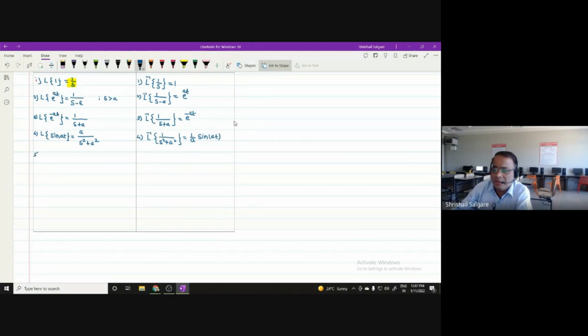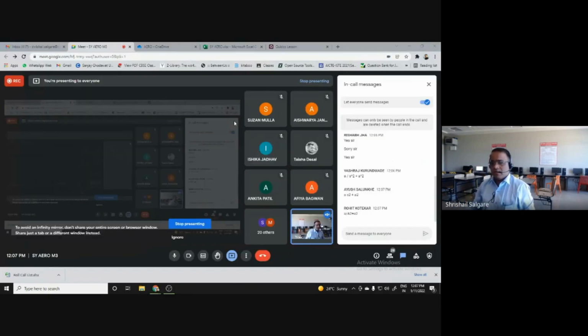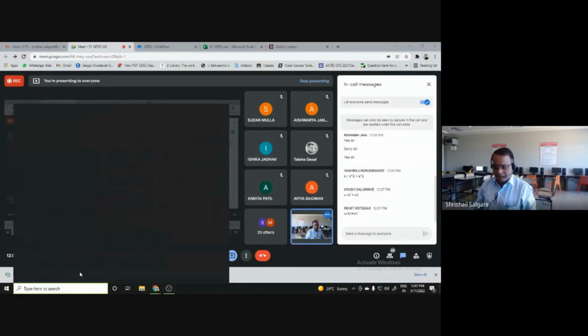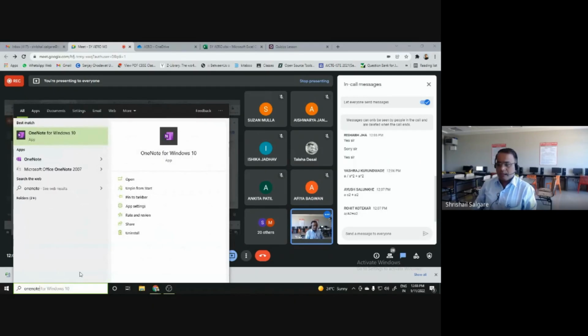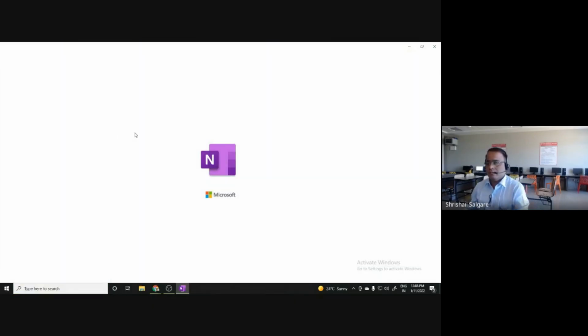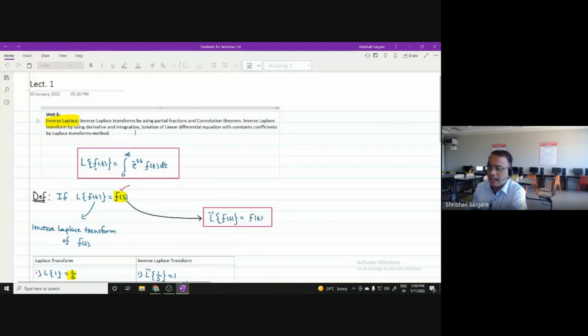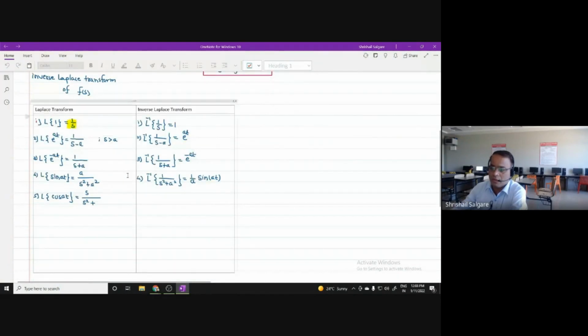Now the fifth one, Laplace transform of cos at is given by s upon s square plus a square. Am I right? Just a minute. One note is not working, once again I will open it. So cos at is given by s upon s square plus a square.